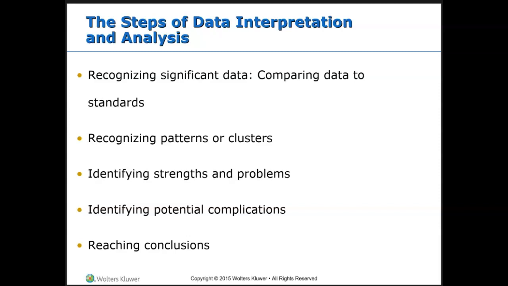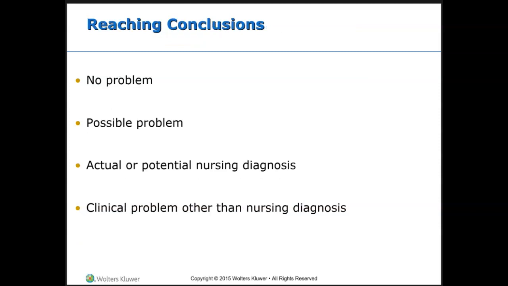From there, determine the problems that need to be worked on and the potential problems that may arise in the future that need to be addressed as well. And then come to your conclusions. In the conclusion phase, the outcome can have one of four results. No problem exists. A possible problem may occur, or there's an actual problem, or there is a clinical problem outside of our scope as a nurse that requires interventions from other healthcare providers, right?